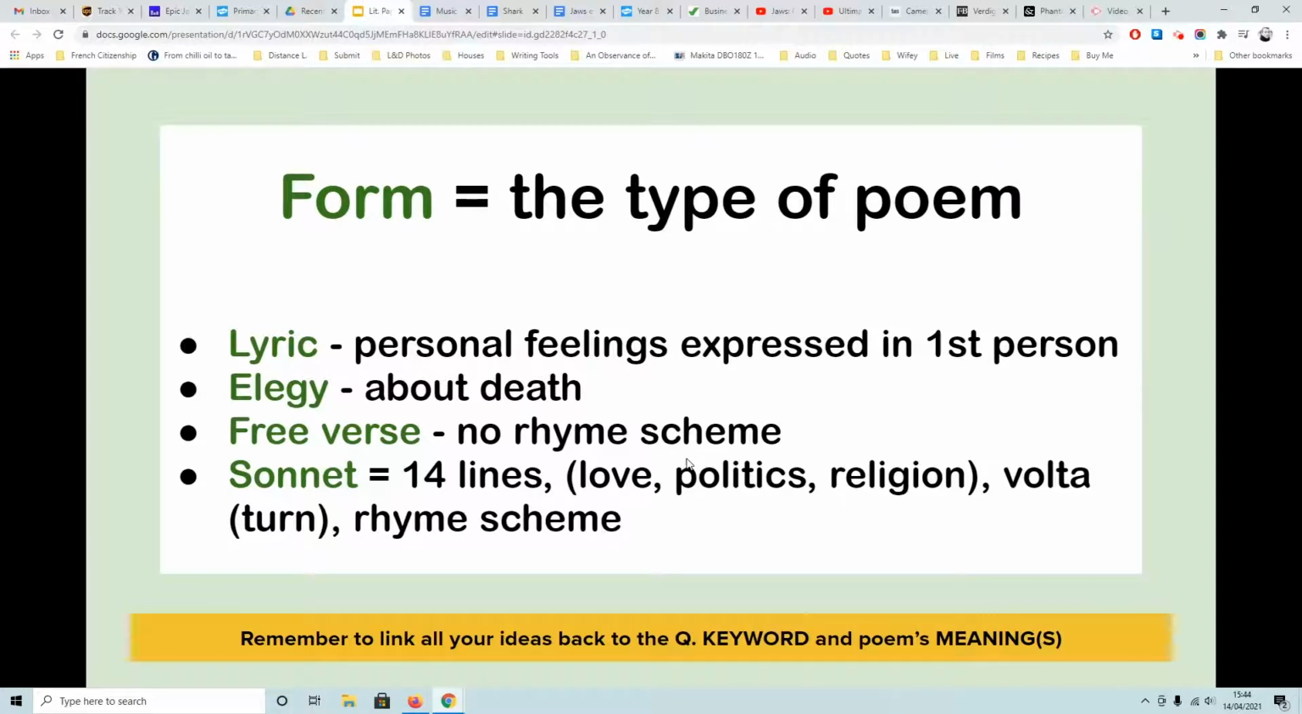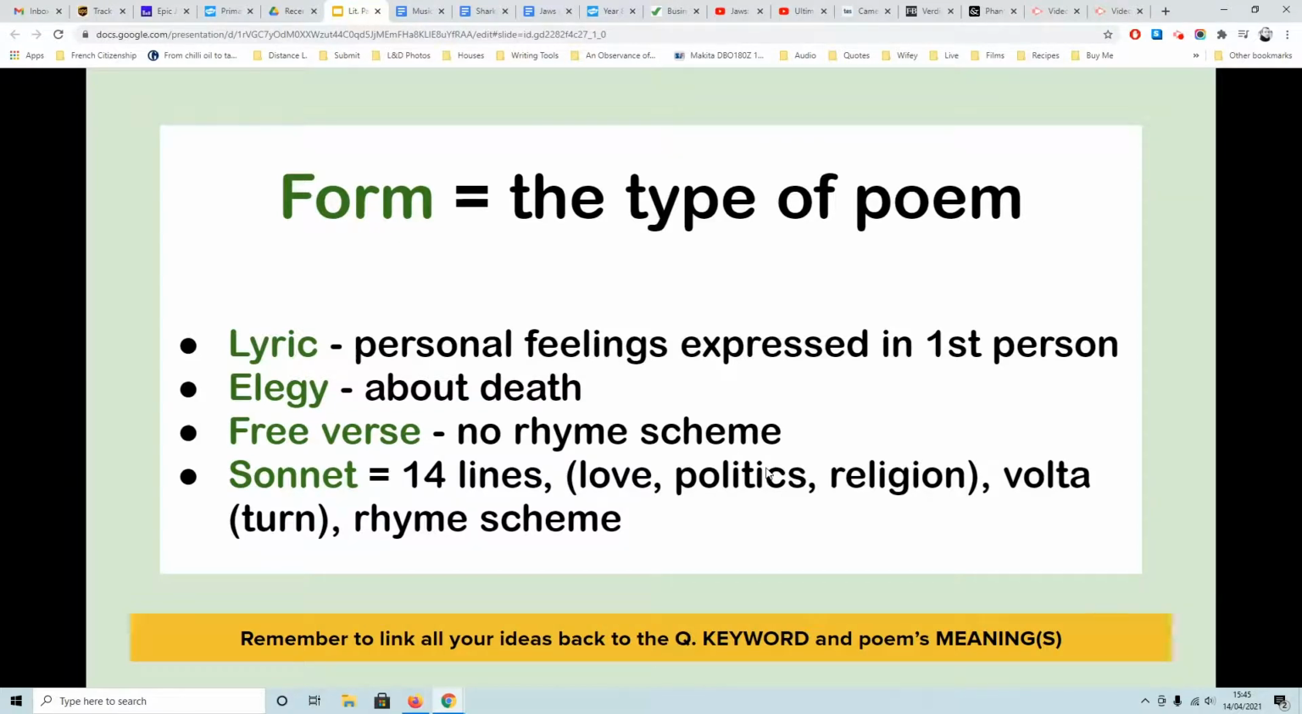Free verse, when there's no rhyme scheme, and often the poems in question in this unseen poetry question are free verse, and we can explore why they're free verse. And sonnets, again, if you spot there are 14 lines and maybe a clear distinction between the octet, the 8-line opening, and the sestet, the closing, and then we might explore the volta, like how it changes from the problem of the opening to the solution in the sestet, and typically are about love, politics, and religion, and usually have a specific rhyme scheme. And do remember to link all your ideas back to the question keyword and poem's meanings.